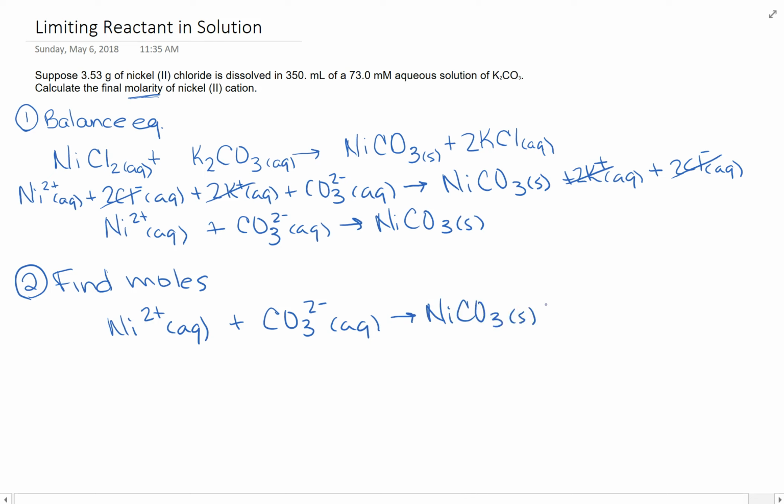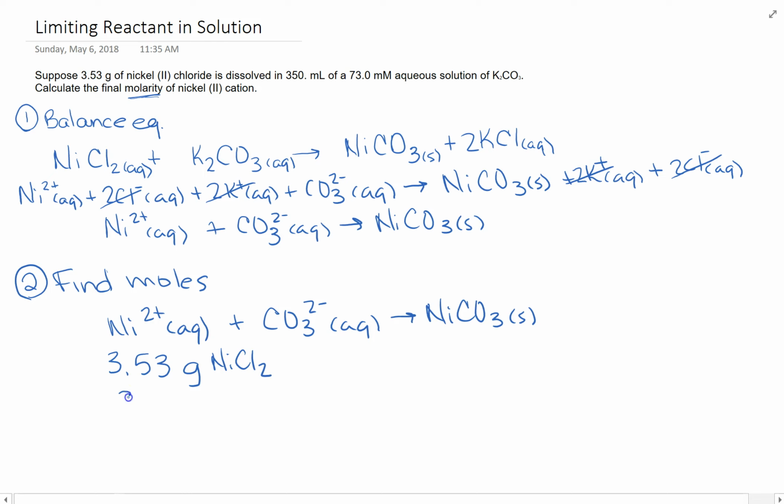Okay, so the first thing it gave us was this 3.53, and it said it was of nickel 2 chloride. So of the things that are left, the only thing on the right is something new that we made, so I can't deal with any of that. But over here I have nickel, and I have a carbonate. So nickel 2 chloride is going to be associated with the first one. And it says I have 3.53 grams of NiCl2. I'm going to go ahead and label that as NiCl2 for now.